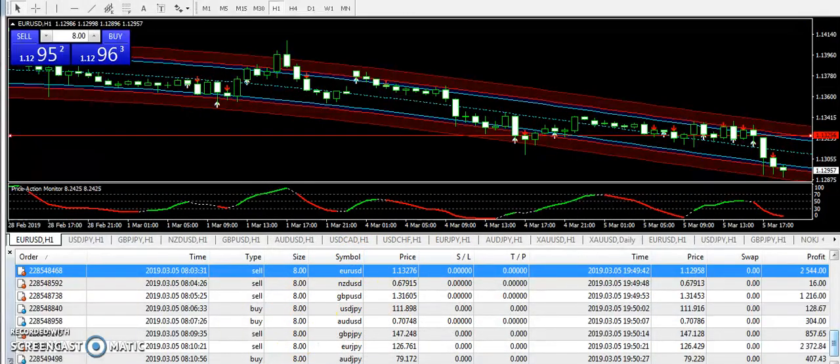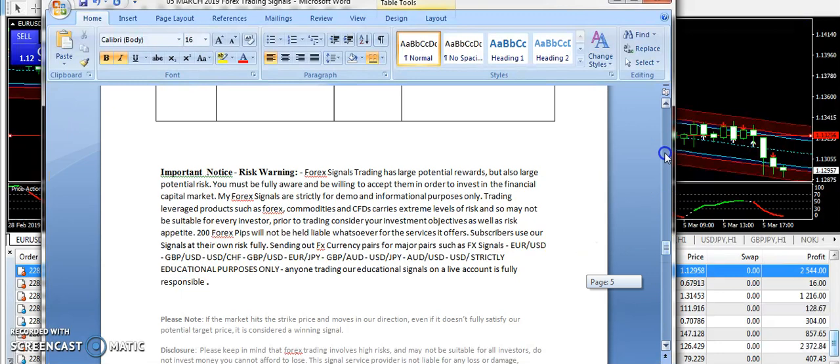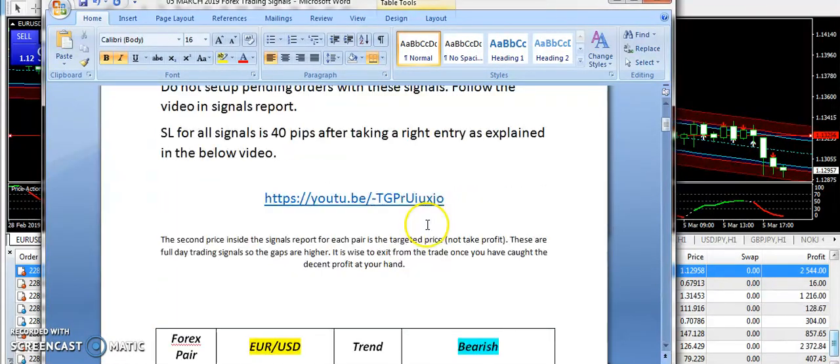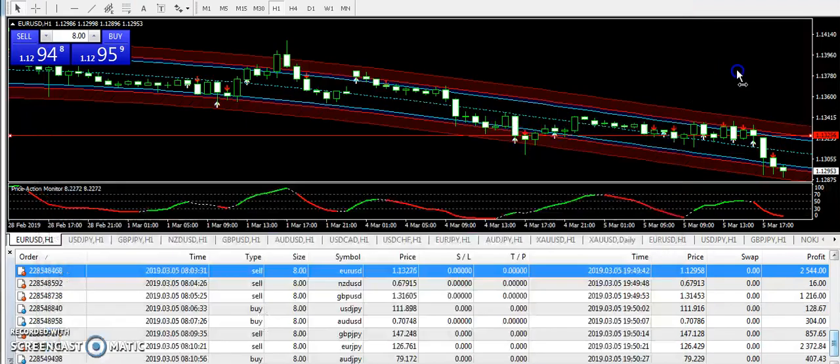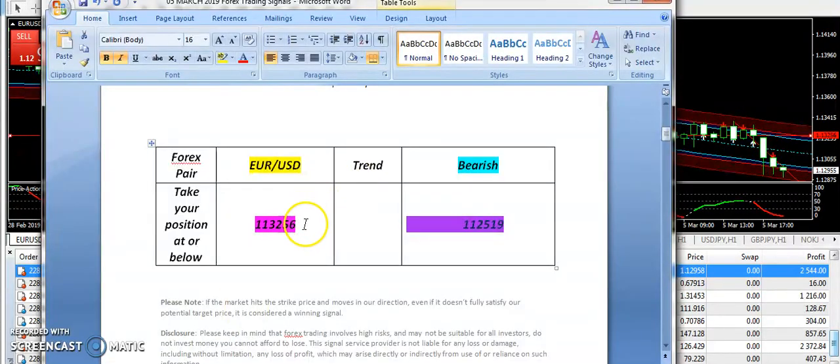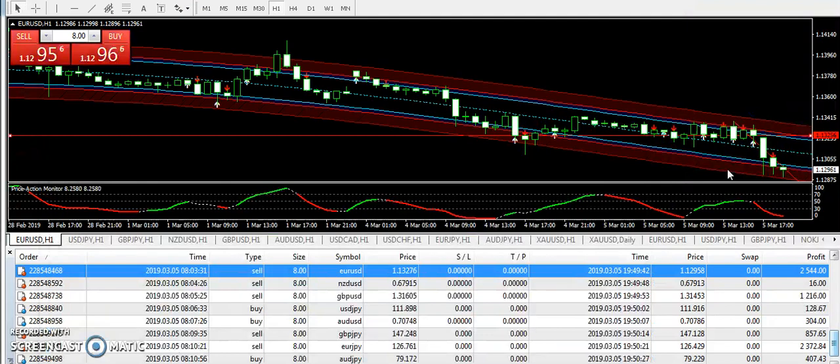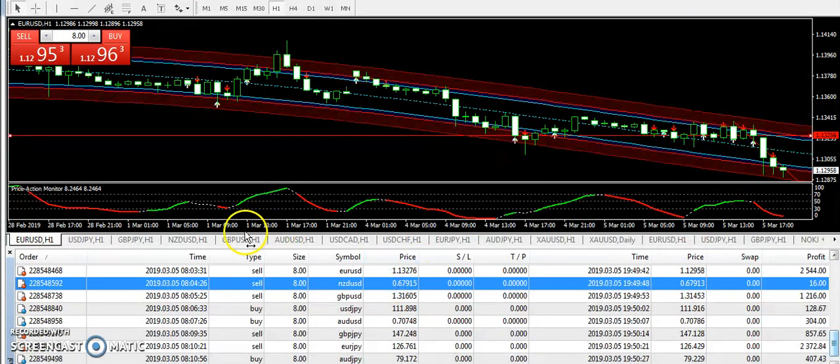Okay guys, I am going to start today's analysis right from Euro USD. This is the signal report that I have sent to the subscribers in the morning, and Euro USD with a bearish expectation from 1.13256 and 1.12591 was the entry. And guys, you can see we have seen the drop on Euro USD today, and as per the signal it has gone fine into our direction. So those subscribers who have taken the sell positions today on Euro USD, they must have taken the profit.